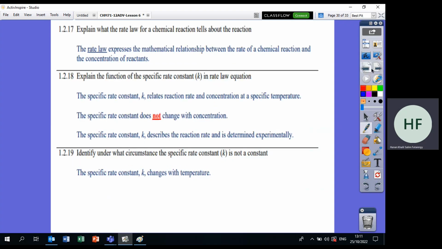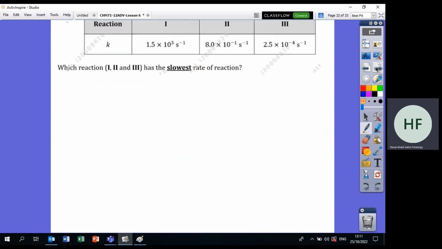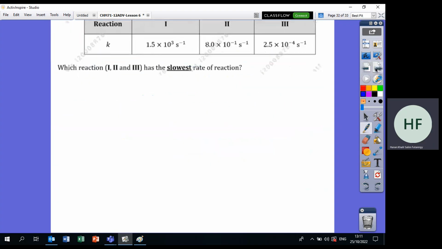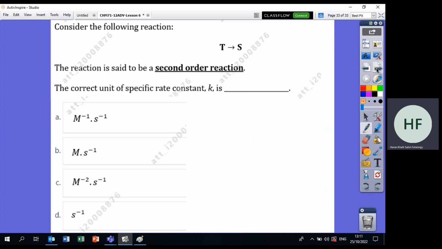Okay, now we want to introduce the rate law, but I'm not going to speak about it now. I will speak about it in lesson 7. Also the unit of K. Okay, now I will skip these 2 pages till lesson 7. Now let's go straight to this question. Which reaction is the slowest? Of course also I will explain it in lesson 7. How do you know what K is and how do you know if the reaction is fast or slow?